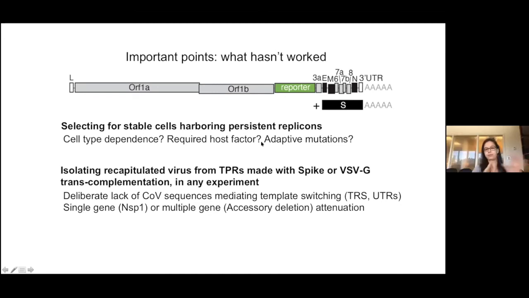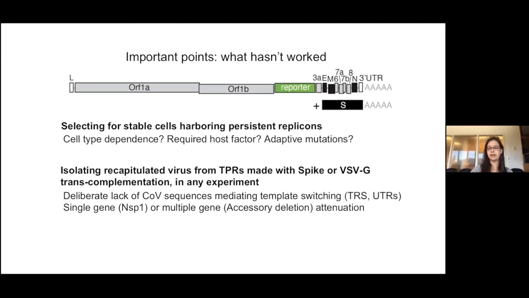And so now what we wanted to do is try doing that in different cell lines, because maybe we can achieve stable expression in other cell types. And this is where the VSVG trans-packaged replicons come into play, because now we can target all those different cells.